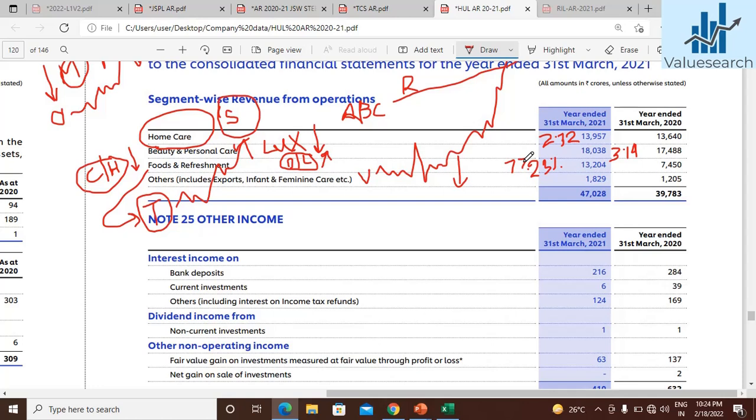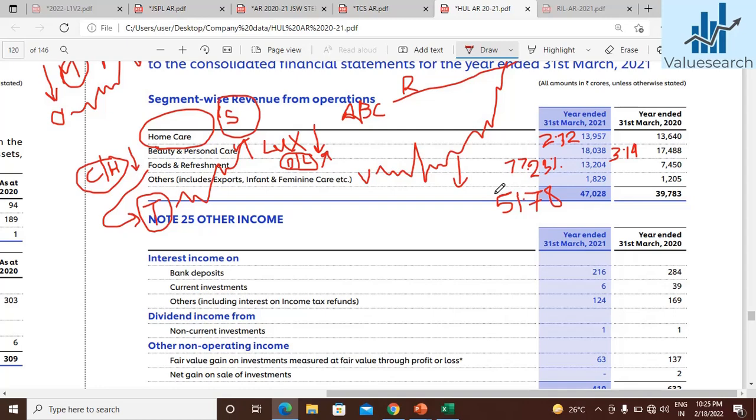Now, others, yes, this segment has also grown. As you can see, 1829 minus 1205 divided by 1205 into 100, it is 51.78% growth. So that means this particular segment of this company has grown up by 51%. As a result of these two phenomenal growths, these two main revenue drivers, food and refreshment and other segment, have grown up like anything.